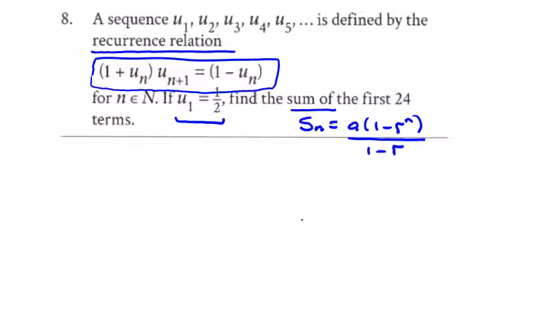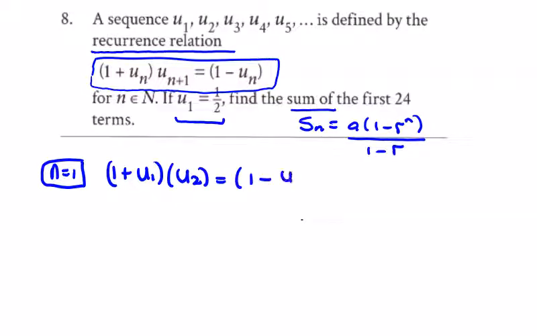u1 is equal to a half. So if we let n equal 1, we get (1 plus u1) times u2 is equal to 1 minus u1. Just keep it nice and simple. We're looking for u2 on its own, so we'll divide by 1 plus u1 to get u2 is equal to 1 minus u1 over 1 plus u1.